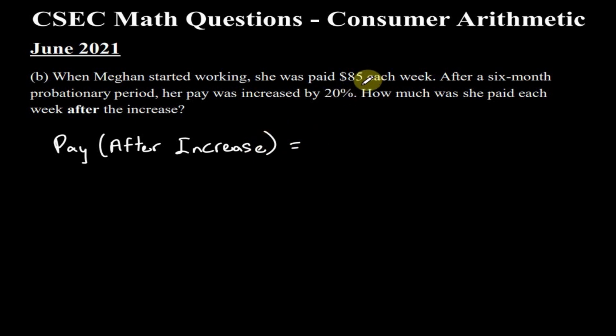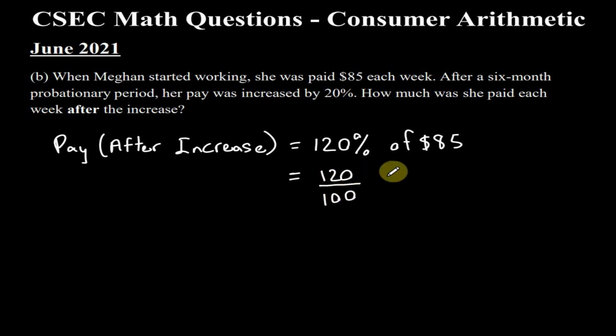If her initial pay is represented by 100% and she would have received an increase of 20%, then now she's paid at 120% of her initial salary of $85. So let's see how we could actually go about this. 120% is 120 divided by 100, and "of" means multiplication, times the 85 there, and let's see what we'll get.